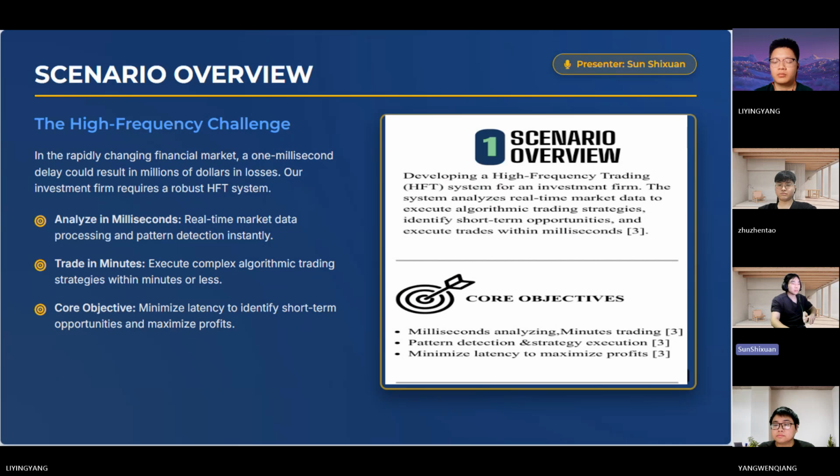So to put it simply, we need to make the waiting time as short as possible. Why? Because the faster we are, the more money the company can make. Next page.